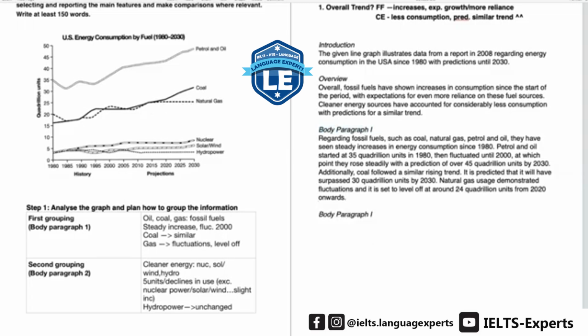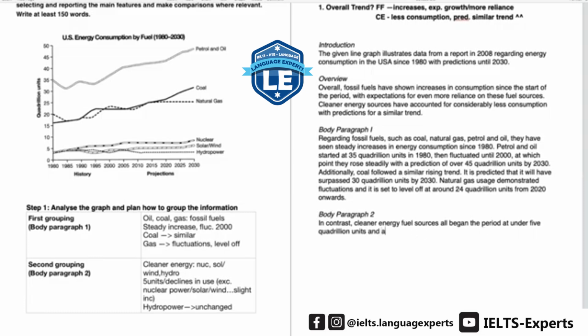We have included a lot of information, but we're going to go into body paragraph 2 now to top it off and finish off with our cleaner sources of energy. So since I am contrasting, because it is quite different, I'm going to start by saying, in contrast, cleaner energy fuel sources all began the period at under 5 quadrillion units. If we see here, it starts right after 5. I'm not quite sure how much, but that is a good way to say just under 5 or below 5.